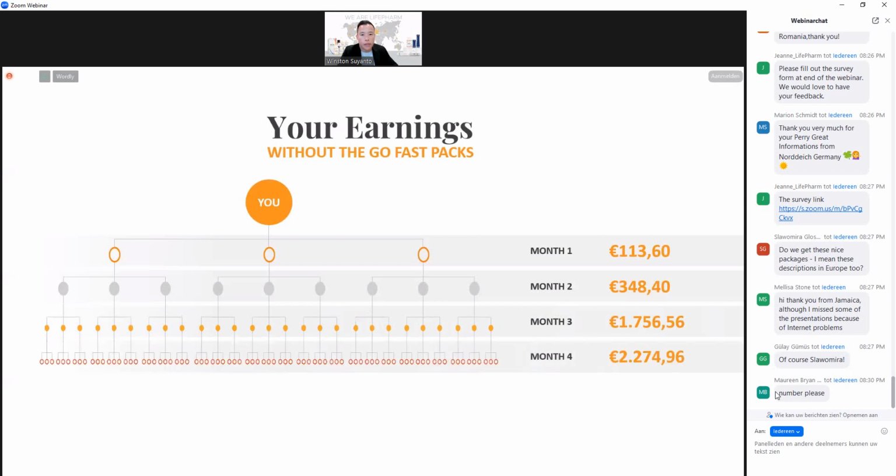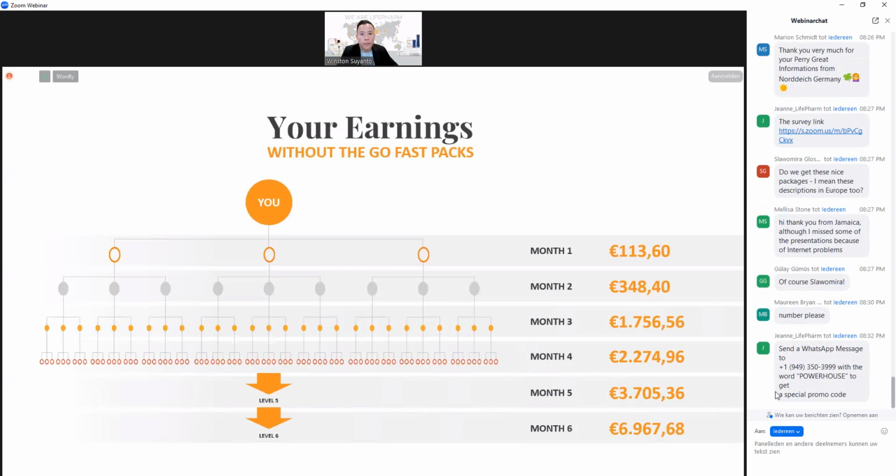And so it goes all the way down to month 6. So if I help 3 people make 3,705 euros, I'll be making 6,900 euros a month, okay? So remember that number, 6,900 euros per month for helping 3 people make 3,705 euros a month, okay?